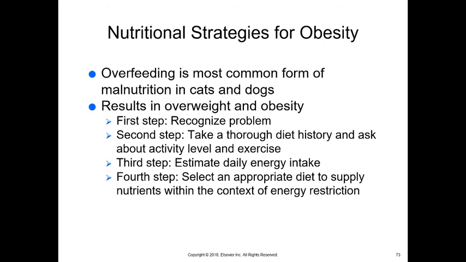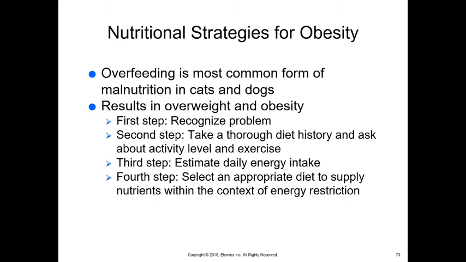For animals that are obese, which, as I said, is 80% of our cats and dogs in this country, it's the most common form of malnutrition. It is malnutrition. It results in overweight and obesity. First, we have to recognize that there is a problem, so you need to be able to talk to your client about body condition score. Then we want to take a thorough diet history, ask about activity level, exercise, and what kind of snacks they're also giving them.